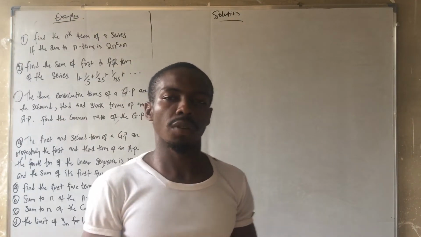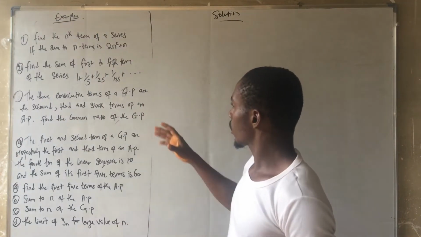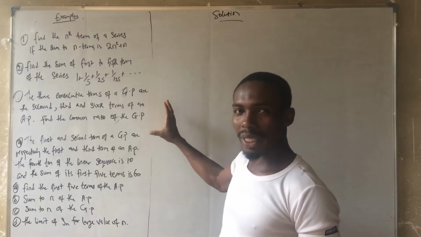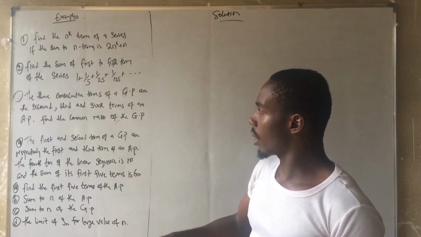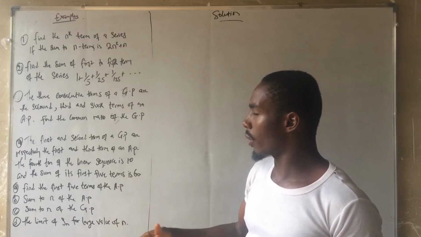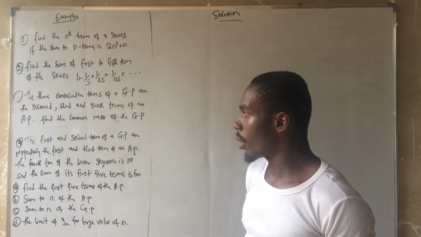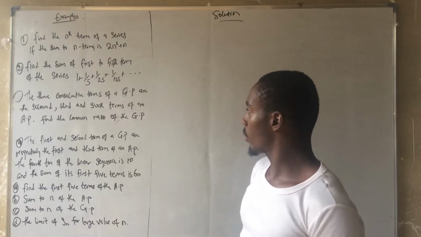Alright, good afternoon everybody. In today's video we're going to be solving example 3, which says the three consecutive terms of a GP are the second, the third and the sixth term of an arithmetic progression. Find the common ratio of the GP.